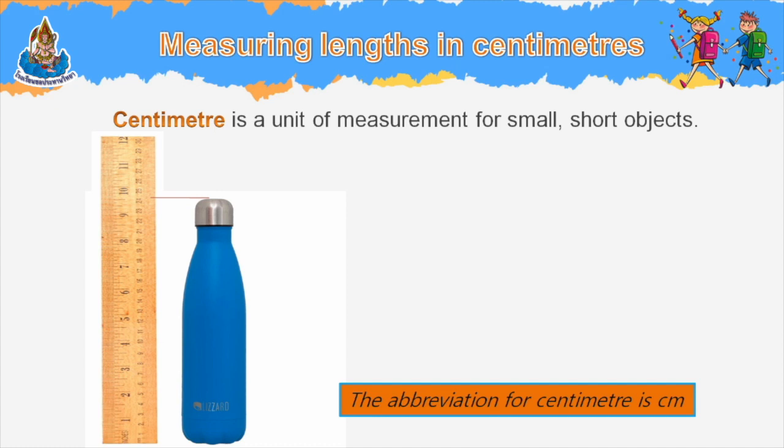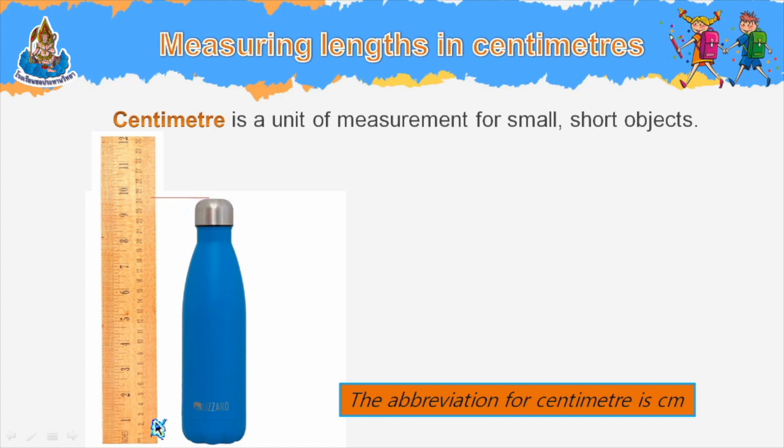Now let's try to measure objects using centimeter. Centimeter is a unit of measurement for small or short objects. For example, we have a bottle here, a bottle of water. So let's try to use the centimeter on this side. These are the centimeter part, and here are the inches. So let's use this one. Okay, look at that.